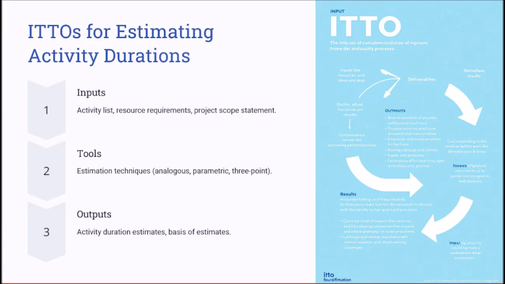The process of estimating activity durations involves specific ITTOs. You may also use the project scope statement as one of the key inputs. These tools are different from each other, but each has a key benefit in helping you have an accurate estimate. The outputs are the activity duration estimate and documentation that explains how these estimates were made.